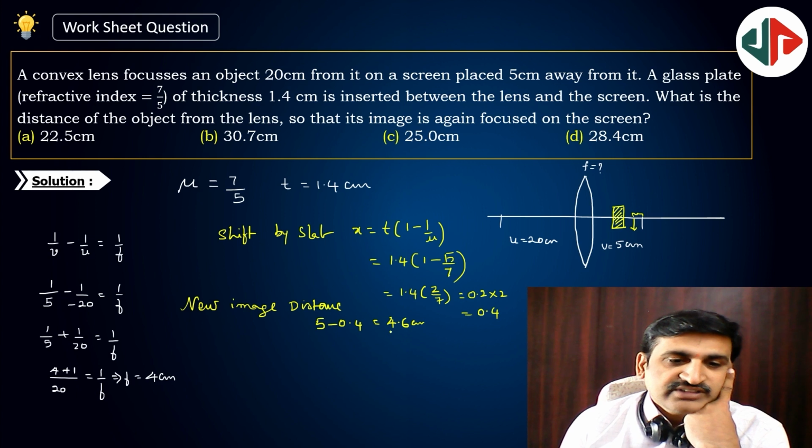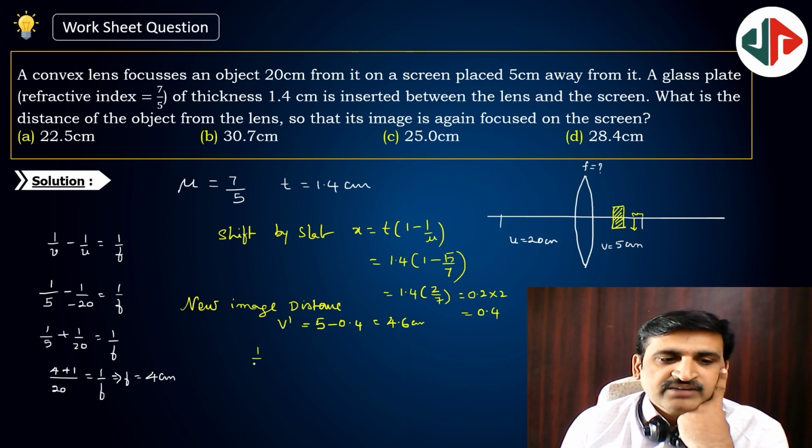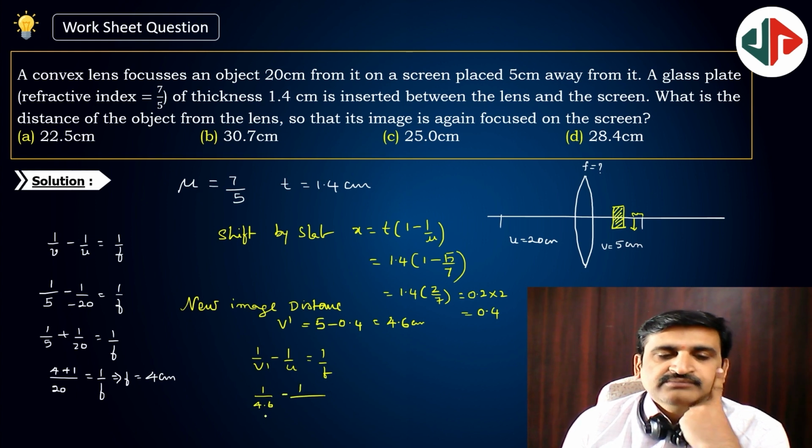Now you take this as v dash, and you can go again 1 by v minus 1 by u is equal to 1 by f, same thing. So this is 1 by 4.6 minus 1 by u, convergent rays. u we have to find out, and f is 4 centimeters. So we are going to get roughly 30.7.